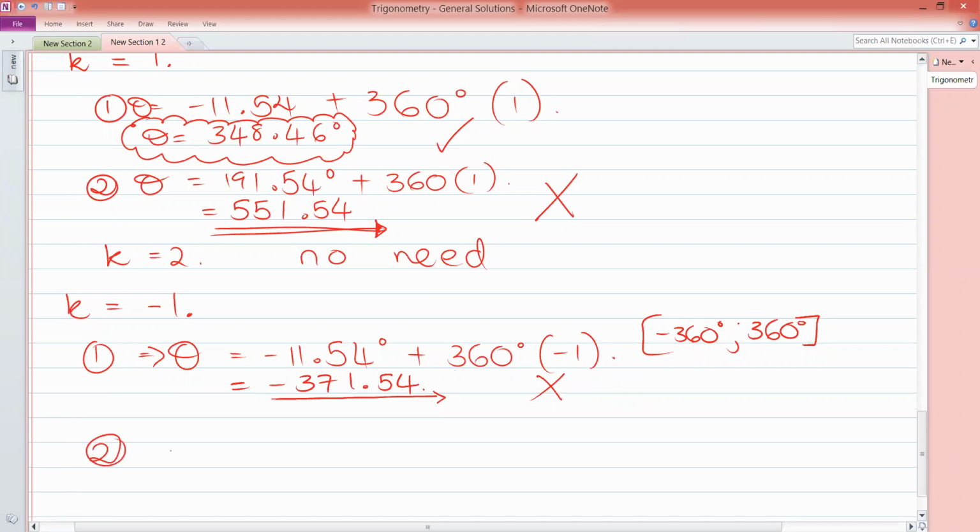So let's try in the second equation now. 191.54 degrees plus 360 multiplied by negative 1. Okay, so 191.